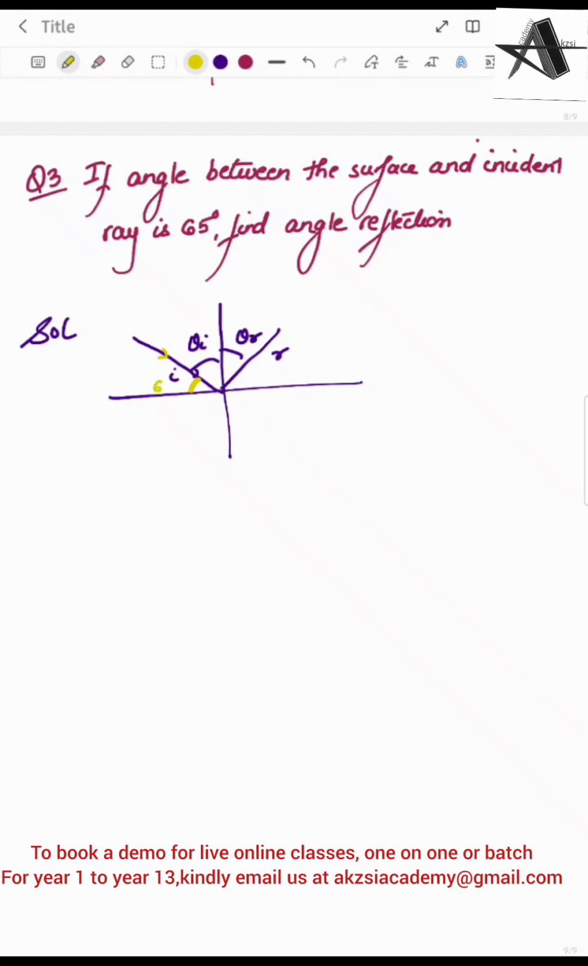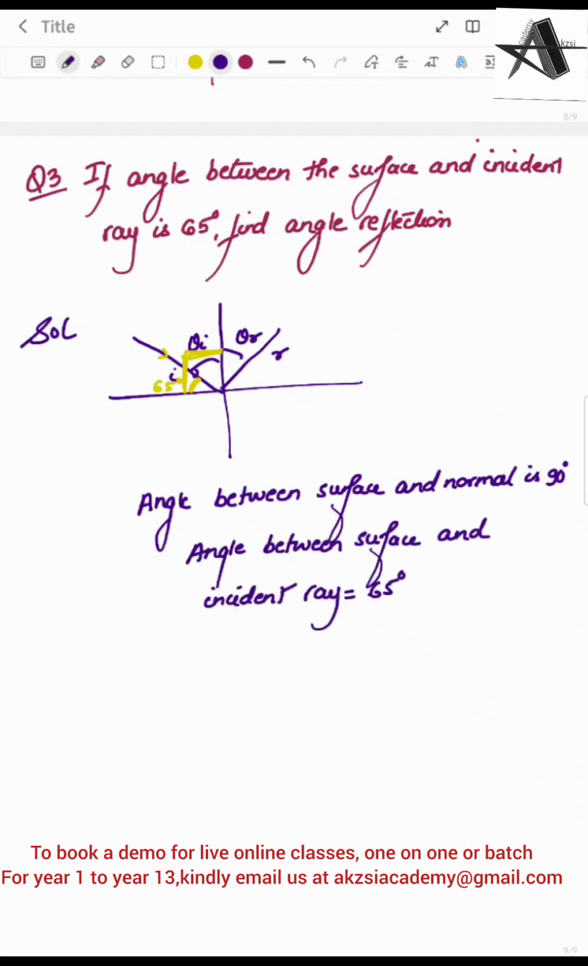This angle is 65. And as we know that the normal is perpendicular, this whole angle is 90 degrees. So theta is definitely 90 minus 65. The angle between surface and normal is 90 degrees, whereas the angle between surface and incident ray is 65. So the angle of incidence theta I will be 90 minus 65, which is 25 degrees. And we know theta I is equal to theta R, so ultimately theta R is also equal to 25 degrees.